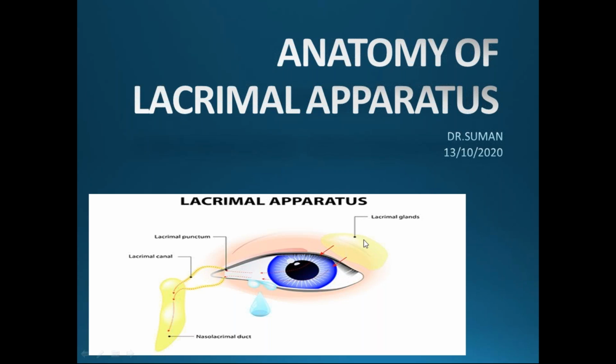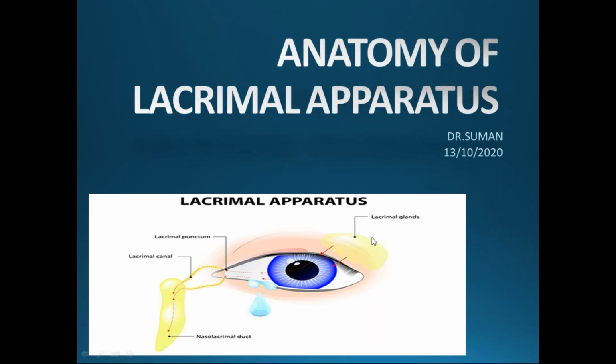The orbital part is larger and is almond shaped. The palpebral part is one third of the orbital part. And drainage of the tear fluid occurs through the lacrimal puncta. Through the lacrimal puncta, it reaches the lacrimal canal. Through the lacrimal canal, it reaches the lacrimal sac. Through the lacrimal sac to the nasolacrimal duct. From the nasolacrimal duct, it enters the inferior meatus of the nose. This is the pathway of drainage of the tear fluid.